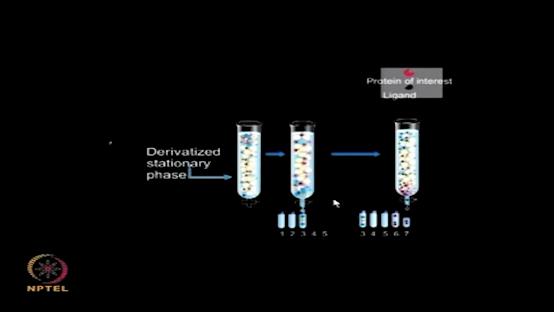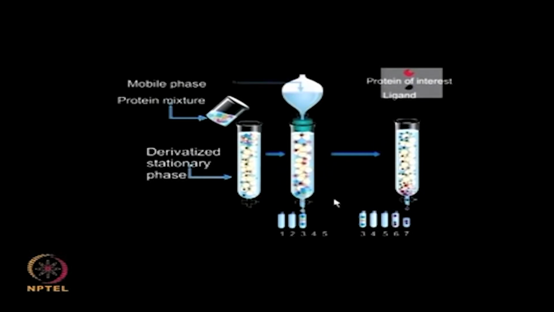The derivatized stationary phase: the stationary phase resin in affinity chromatography consists of a covalently bound ligand that will specifically bind the protein of interest by interacting with it. The protein mixture: it is the unpurified protein mixture, which consists of proteins having different properties and interaction specificity for the ligand bound to the column matrix.